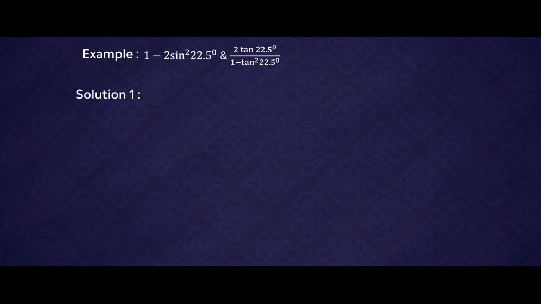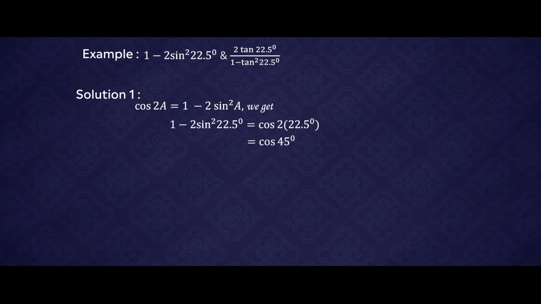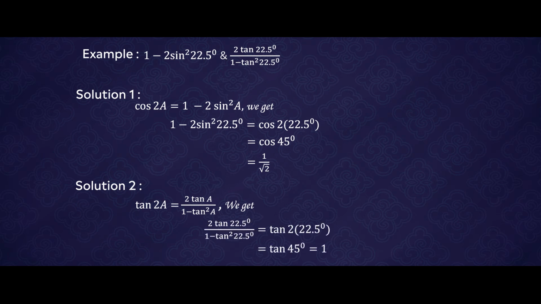So for cos 2a, we know that is another formula that we have derived: 1 minus 2 sine square a. So cos 45 degrees, which is 2 times 22.5, will be 1 by root 2. And similarly, you substitute here for the double angle formula of tangent, and then you get tan 45 degrees is equal to 1.